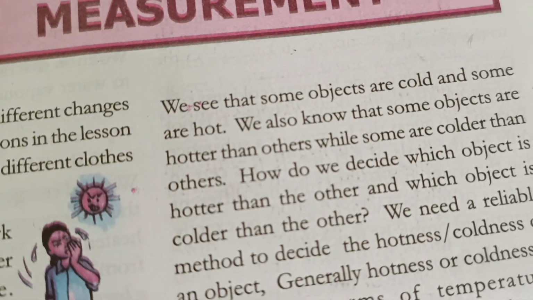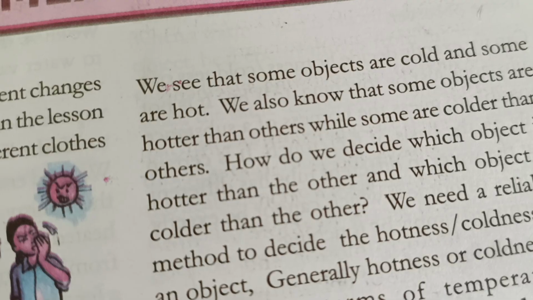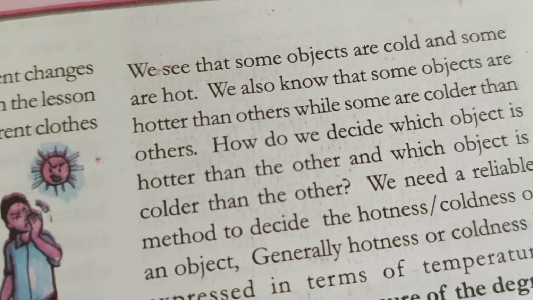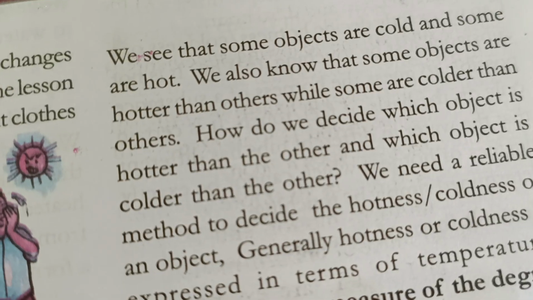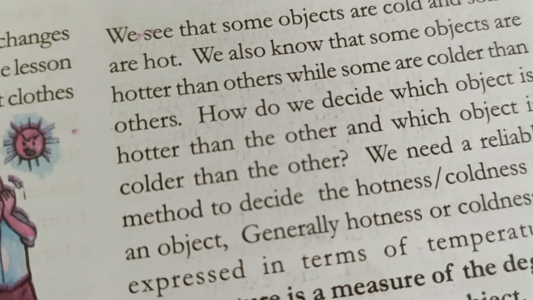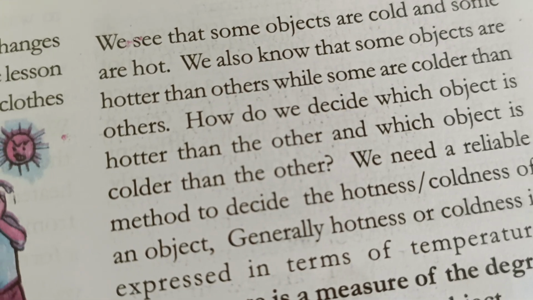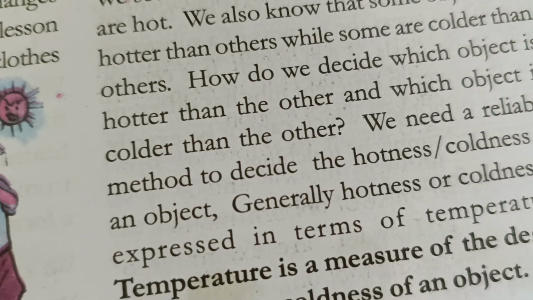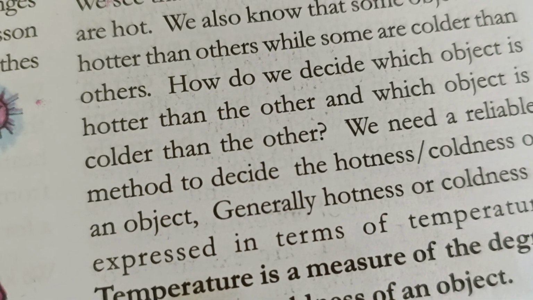We see that some objects are cold and some are hot. We also know that some objects are hotter than others while some are colder than others. How do we decide which object is hotter than the other and which object is colder than the other? We need a reliable method to decide the hotness or coldness of an object.